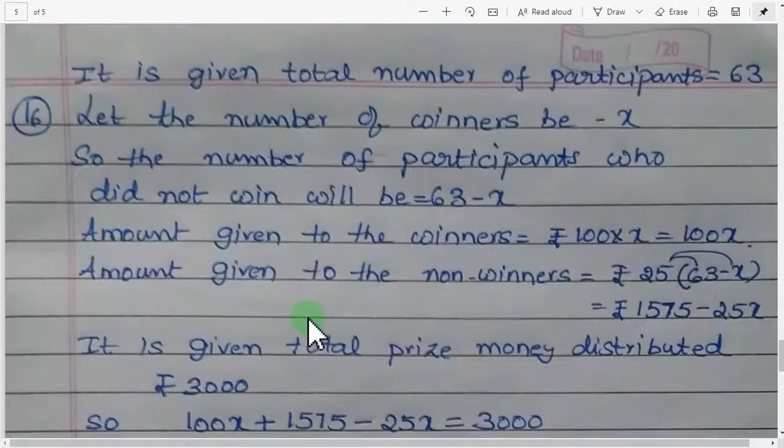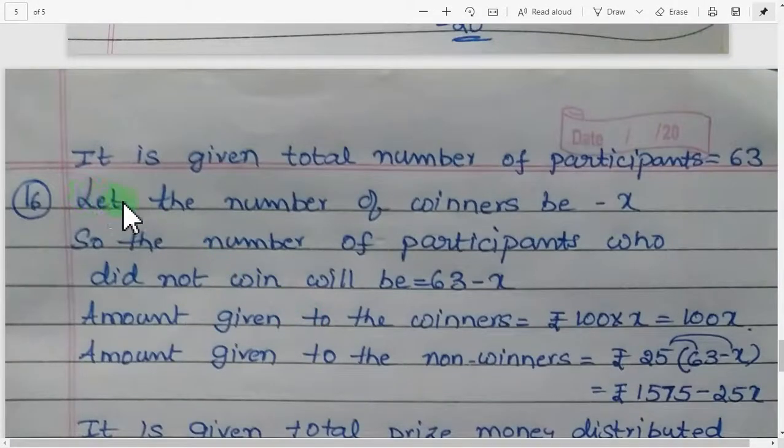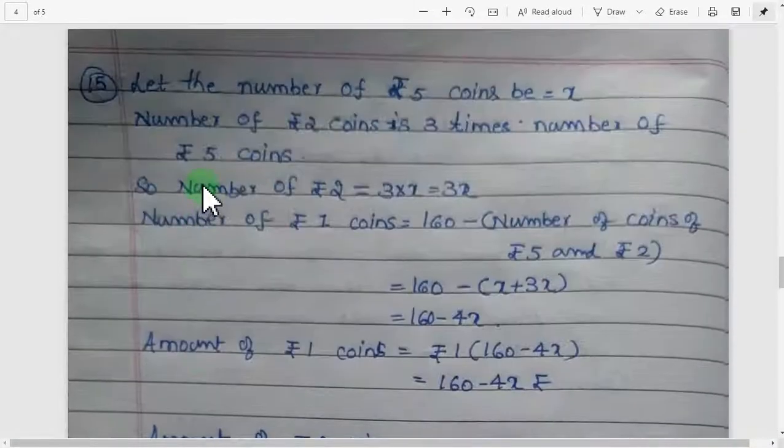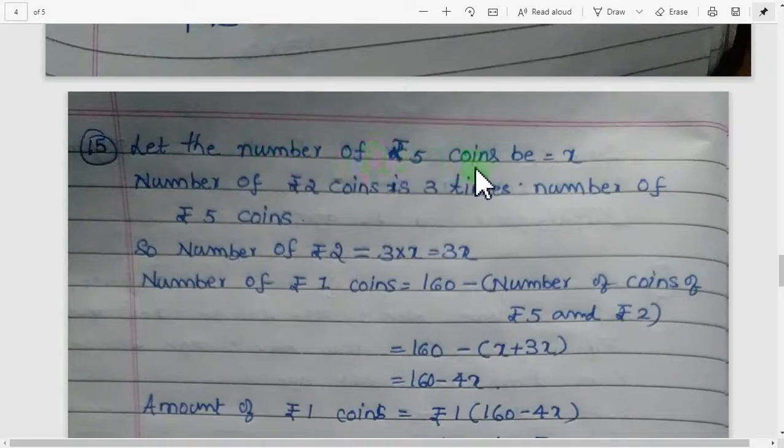This sum you just have to copy, but before you copy the solution, copy the question. Let the number of rupees 5 coins be x. Number of rupees 2 coins is 3 times the number of rupees 5 coins. So the number of rupees 2 coins is 3 times x, that is 3x.